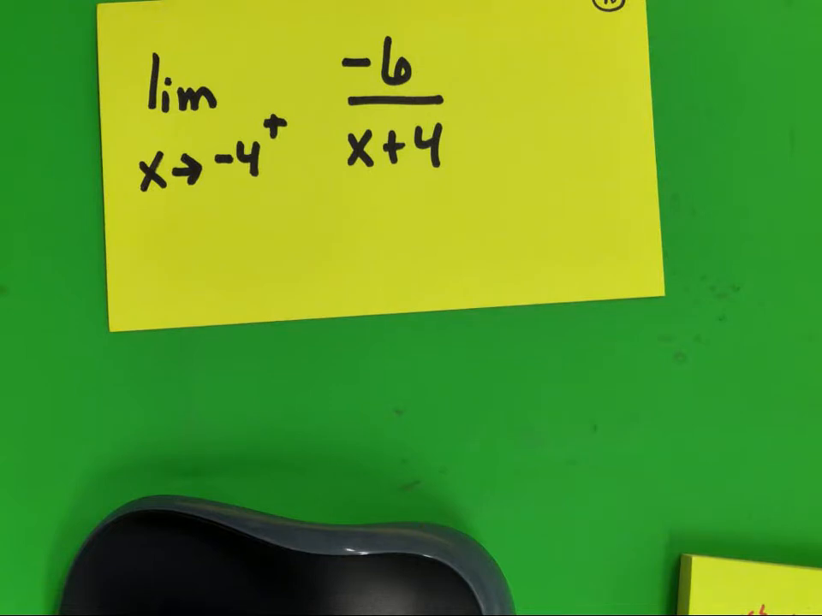All right. Can I factor here? Look at the board. Can I factor here? No. Can I find a common denominator? No. Can I rationalize? No. So I'm going to pick a point to the right of negative 4. What's the right of negative 4? Negative 3. What's negative 3 plus 4? 1. Negative 6 divided by 1 is what? So it's going to what infinity? Does that make sense?